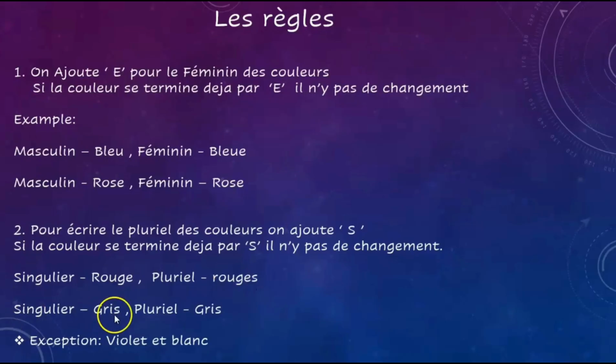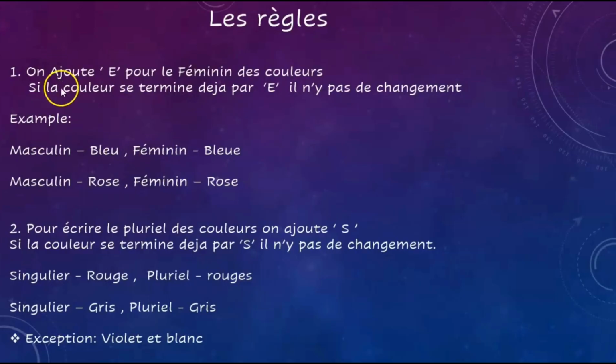Another example, gray. The spelling of gray is GRIS. It's a singular form, but the s is already there. So as per the rule, to make it plural, we do not have to put another s. It stays the same, gris.